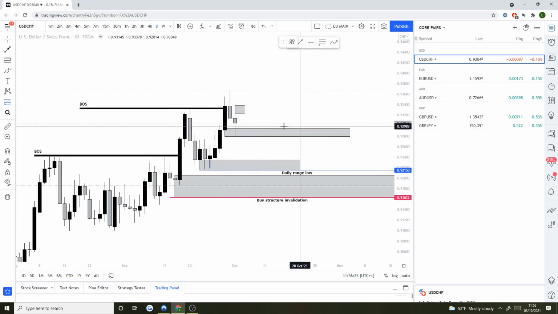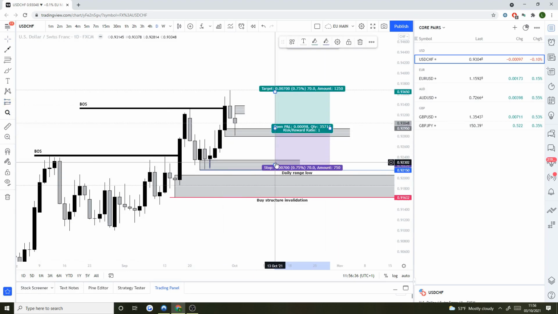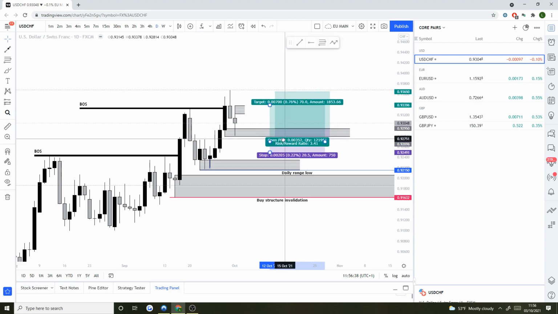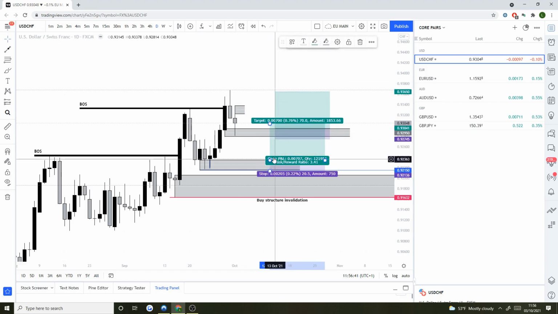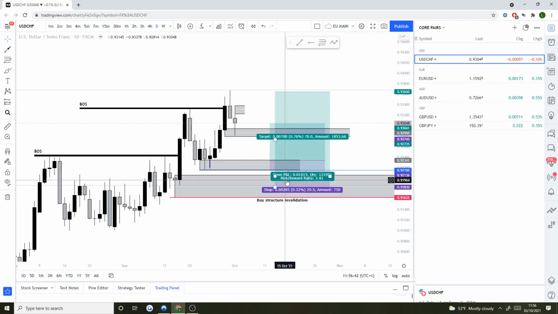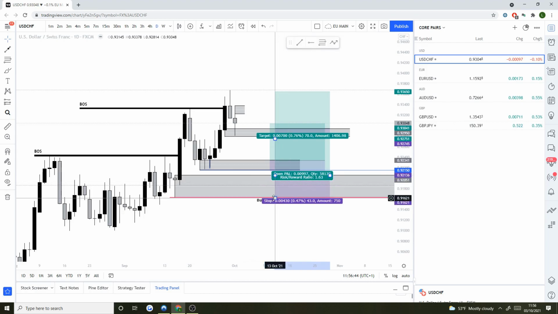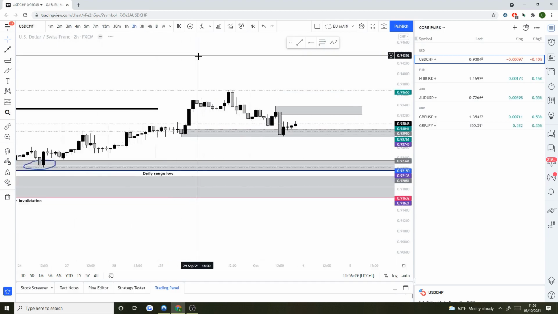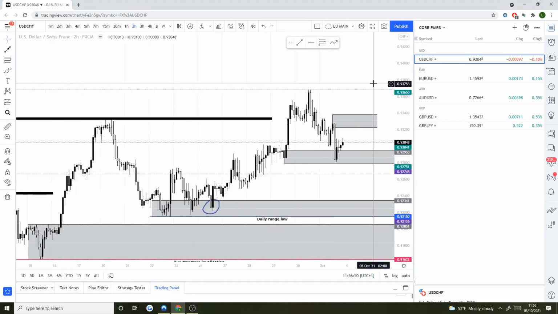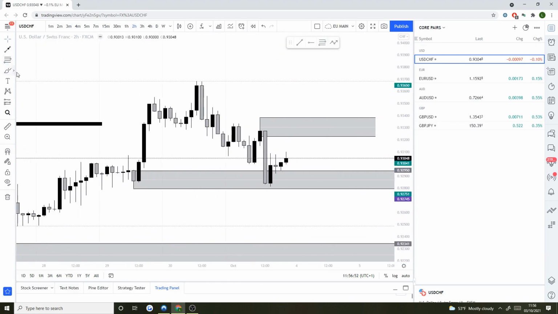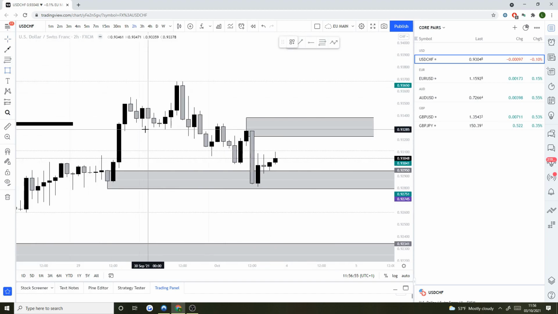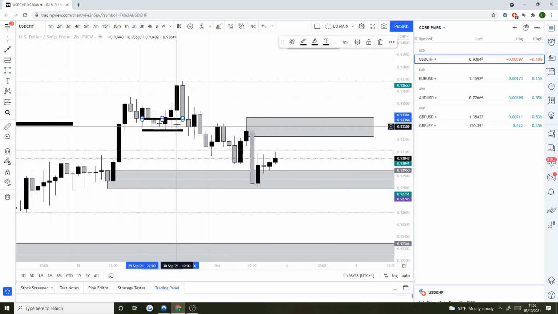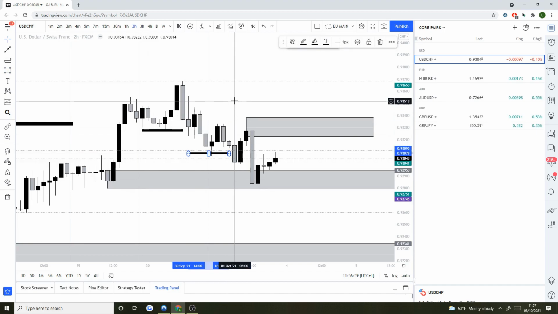So what I'm really looking at in terms of continuing buys is a buyout of there, a buyout of here, or some type of buyout of there. Now, zooming down to the 2 hour, what we can actually see is that we've got our break structure. So we break structure here, and then we break structure here again.